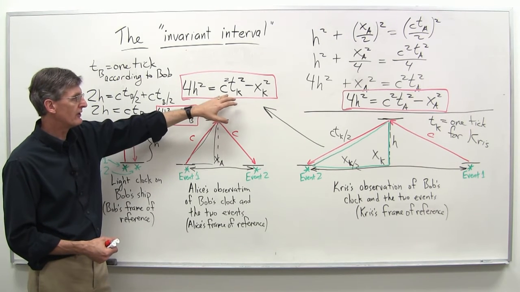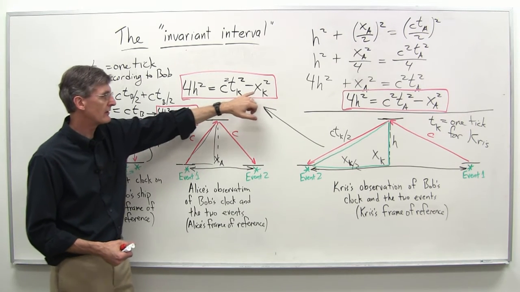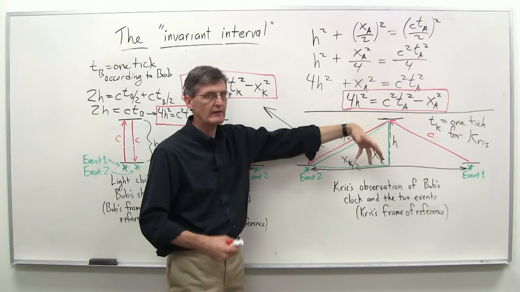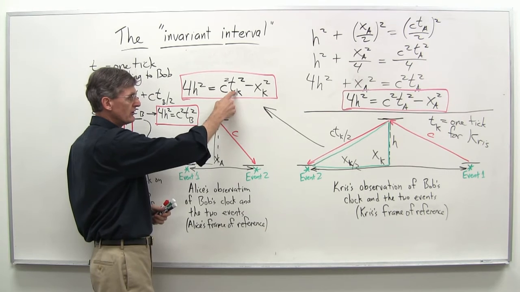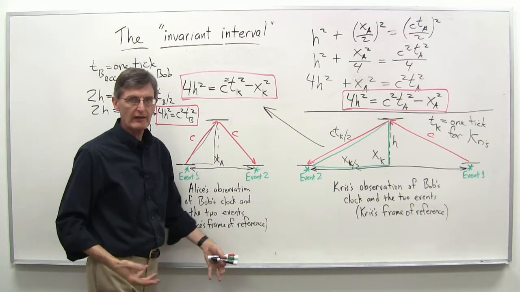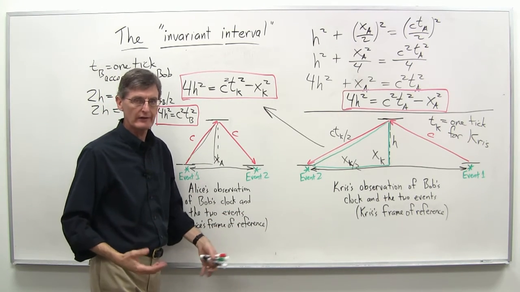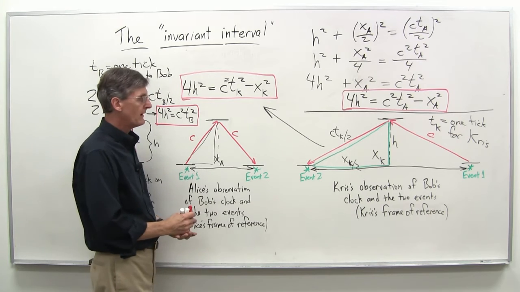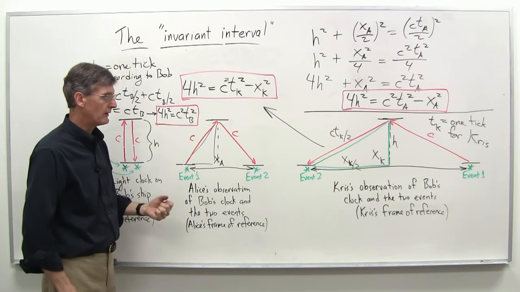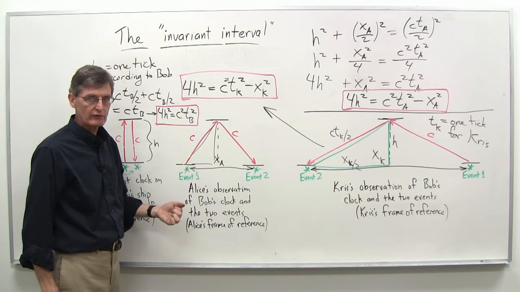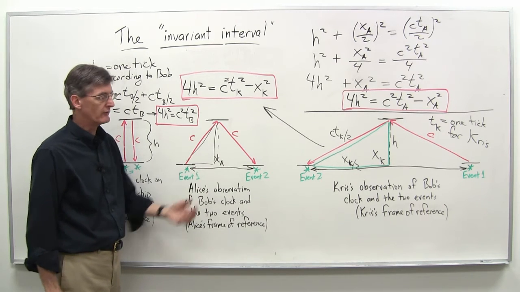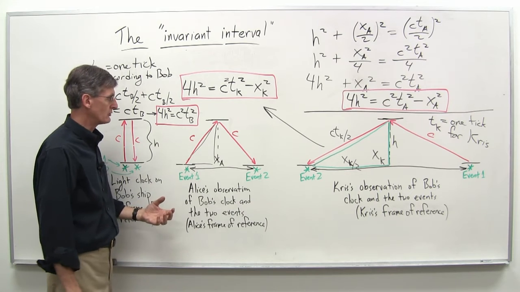But if they actually take their measurements, t sub k and x sub k, and t sub a and x sub a, even though they're different values, and you do this little operation, c squared t squared minus x squared, you get the same value every time. It is an invariant quantity. It's called the invariant interval. And as I mentioned previously, it will be a very useful quantity when we want to actually derive the so-called Lorentz transformation.